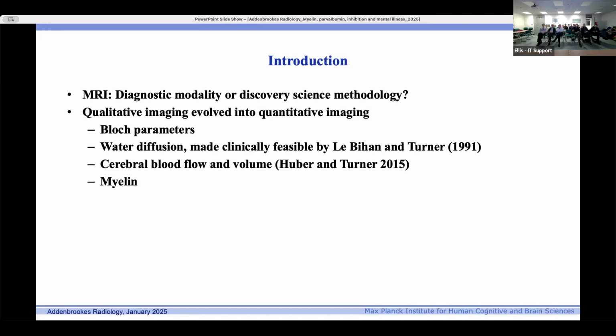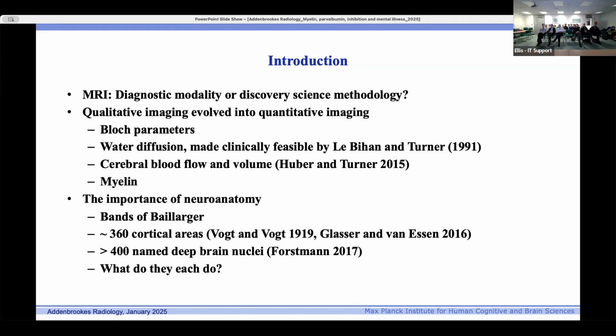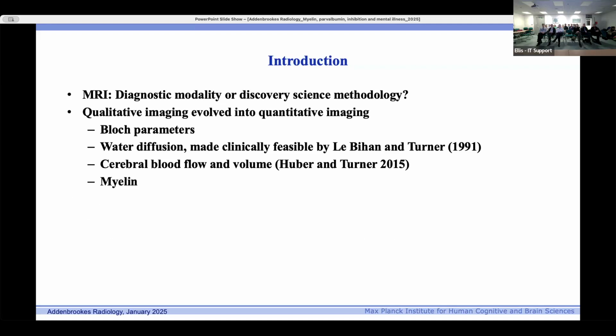And partly because of that push of the hope of discovery science, qualitative imaging, which had been the hallmark of 1980s radiology with MRI, has evolved into quantitative imaging, first of all in quantifying the relaxation parameters, but then later Denis Le Bihan and I got water diffusion mapping clinically feasible using echo planar imaging, and then cerebral blood volume, and most latterly myelin.